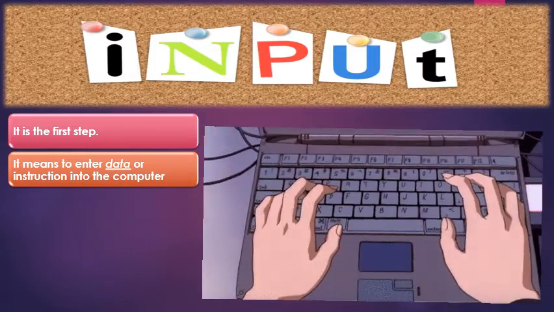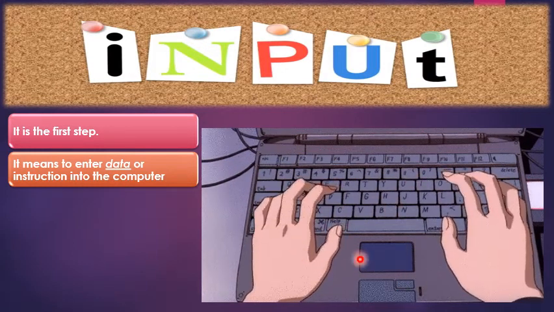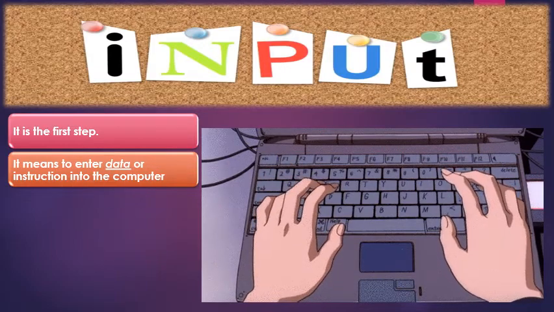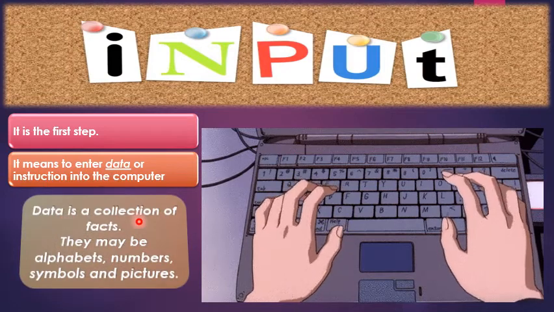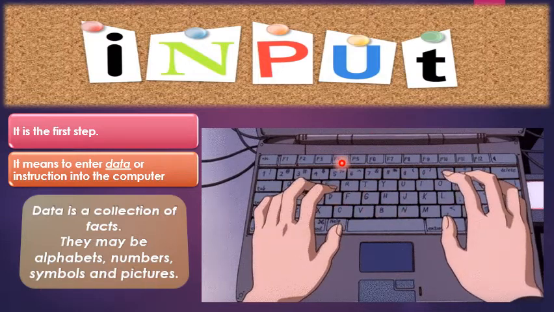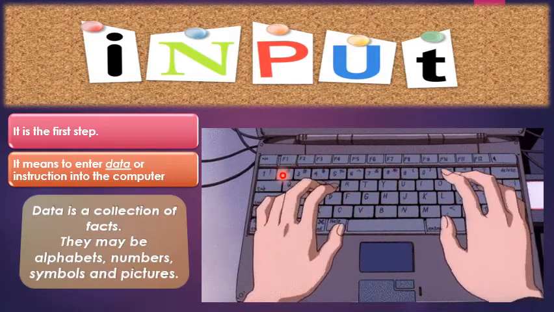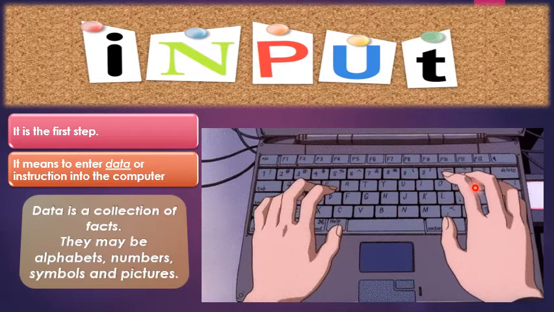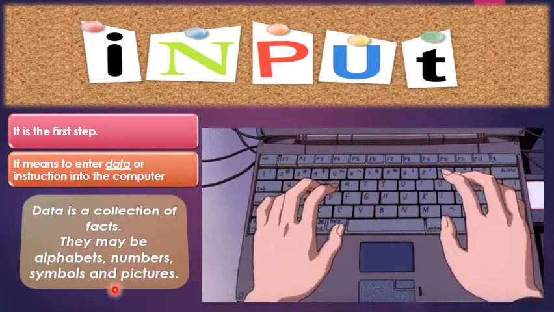For example, here I have chosen a picture of a keyboard, so you can see the type of data. What is data? Data is a collection of facts. They may be alphabets, numbers, symbols, and pictures. Okay, now you can see on our keyboard there are the alphabets, there are the function keys, there are the numeric keys. Numeric means number keys, okay, the keys on which digits are written. So many kinds of data. Our data can be alphabets, numbers, symbols, or pictures.